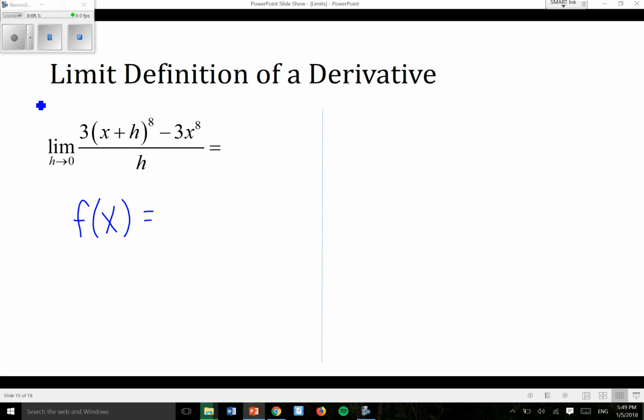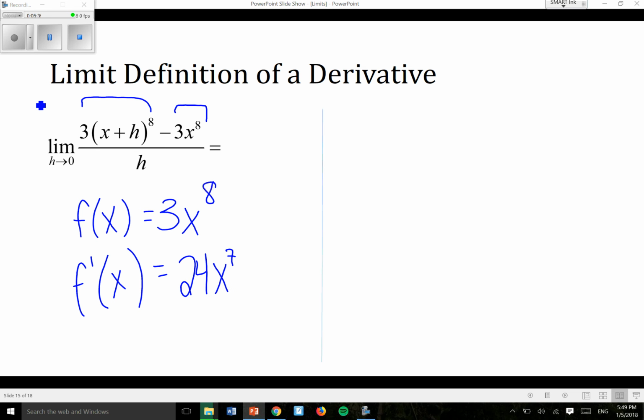We see that this is f of x plus h minus f of x all over h, meaning that the function itself, f of x, is 3x to the 8. We can take the derivative of that really easily using power rule. We can just bring the 8 down and get 24x to the 7th. That is the derivative of 3x to the 8. So that's what this limit equals, 24x to the 7th. Really easy to evaluate that limit just by recognizing the derivative.